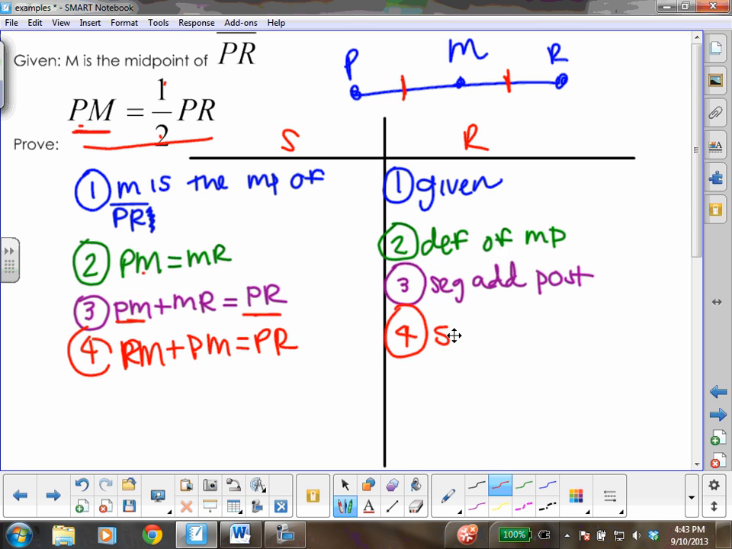The reason? The substitution property of equality. Now I'm just simply going to simplify. PM plus PM has to equal 2 PM.